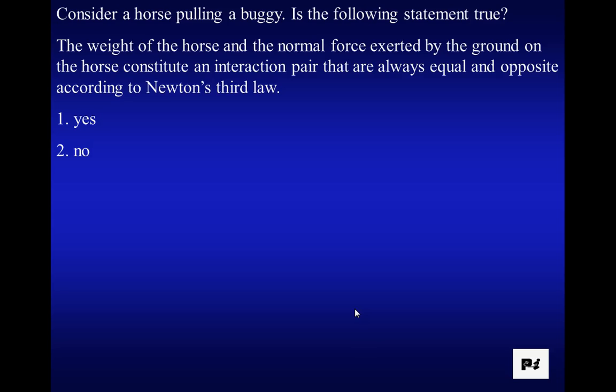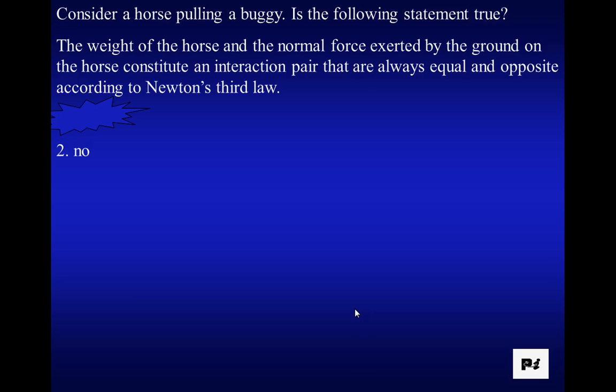Consider a horse pulling a buggy. Is the following statement true? The weight of the horse and the normal force exerted by the ground on the horse constitute an interaction pair that are always equal and opposite according to Newton's third law. So remember Newton's laws. It's not that. It's not an interaction pair because the normal force and the weight aren't the two things that are acting on each other.